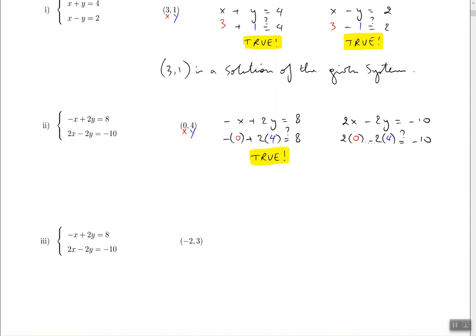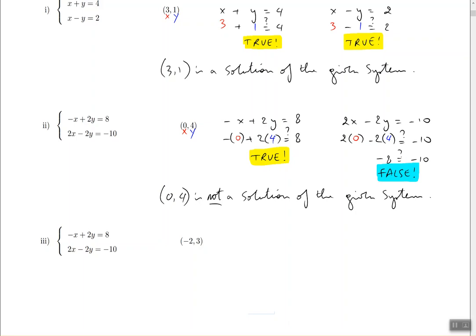Here, 2 times 0 is going to be 0. Negative 2 times 4 is going to be negative 8. Is it really true that negative 8 equals negative 10? The answer is no. This is false. So because it's false, I'm going to say that (0, 4) is not a solution of this problem. So unfortunately for this problem, the answer is that (0, 4) does not work. It is not a solution of the given system.